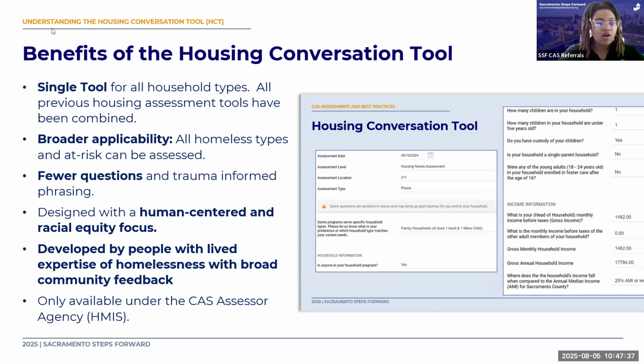And then only available under the CAS Assessor agency. So that was the question that was asked earlier. Yes, you can only do the housing conversation tool in the CAS Assessor agency. You can't even do it in your other programs. So that is good to know. Next slide, please.